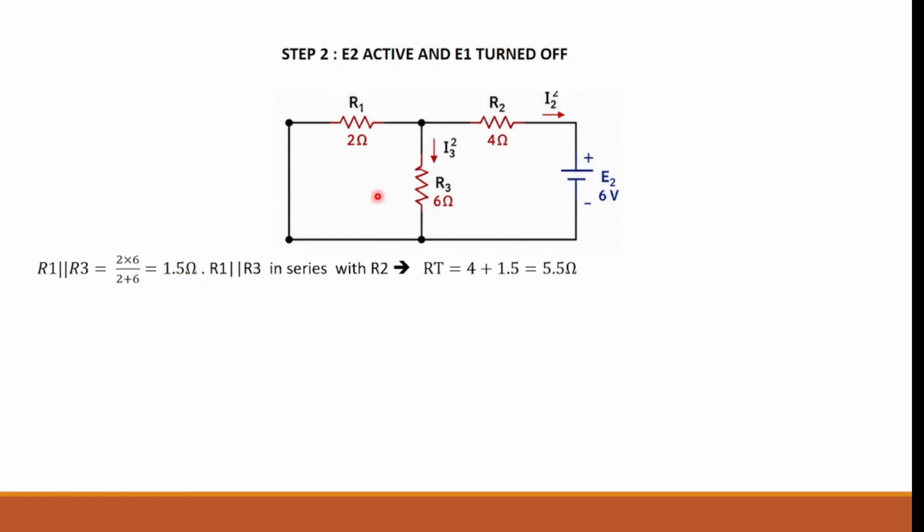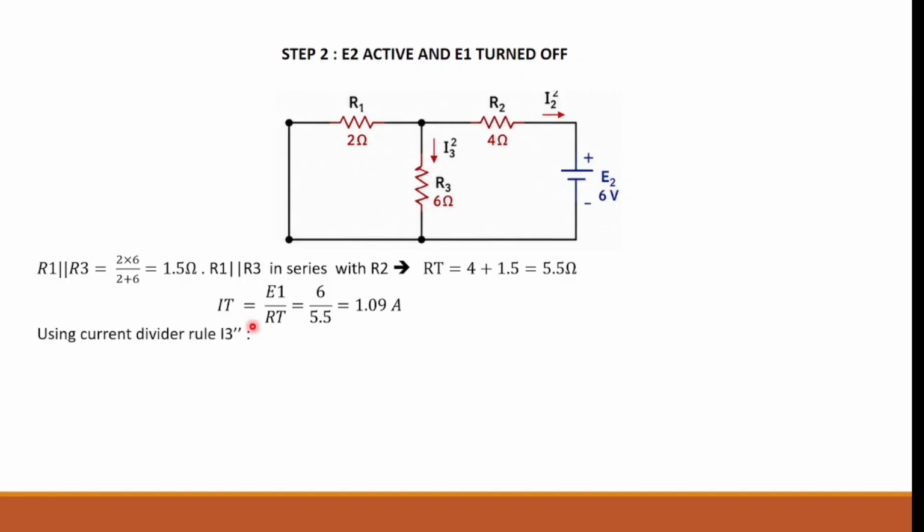We realize that this equivalent resistance between both of them is in series with resistor R2. So the R total is going to be equal to 4 plus 1.5. Our total resistance of this entire circuit is 5.5 ohms. Then we are going to calculate the total current. The total current is E2 divided by R total, which is equal to 6 divided by 5.5. We're going to have 1.09 amperes.